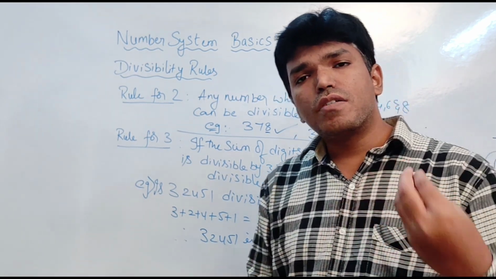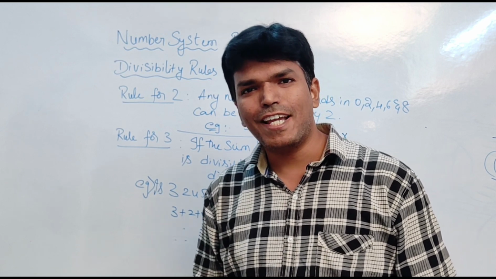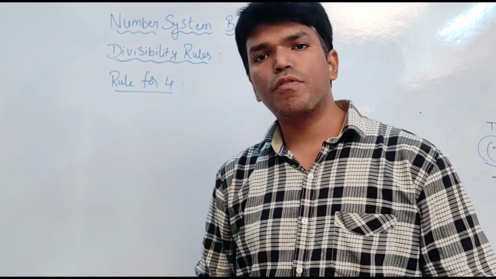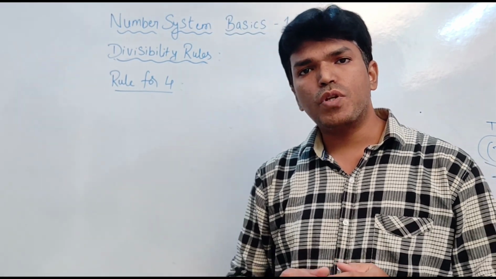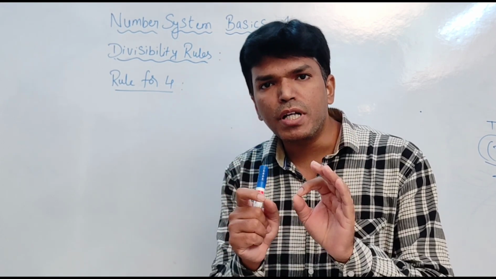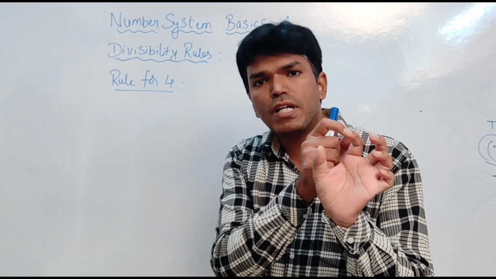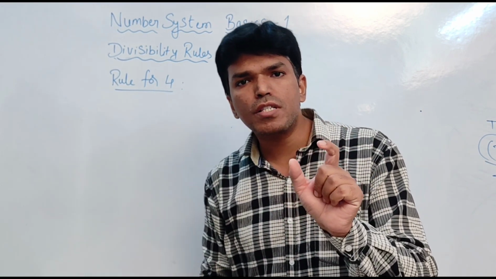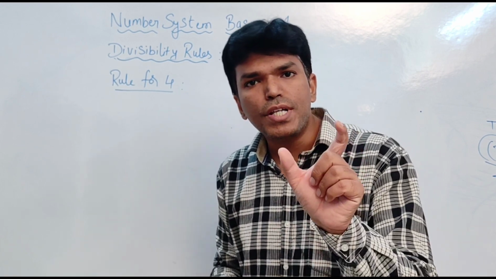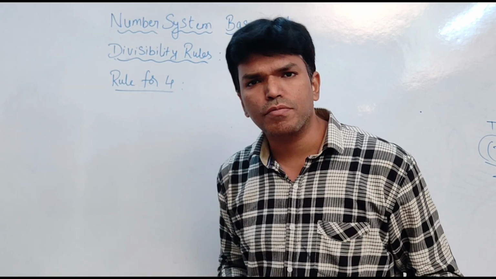Now let us see the divisibility rules of 4, 5, 6 and 7. Friends, let us first discuss the divisibility rule for 4, which is very easy. In a number, if the last two digits, that is the tens place and ones place together, are a multiple of 4, or divisible by 4, then the entire number is divisible by 4.